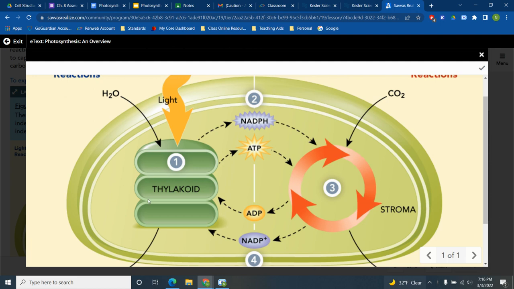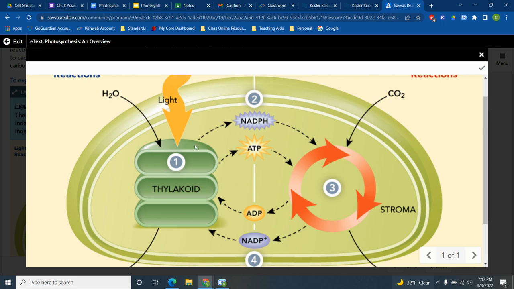So here is our chloroplast, and this is where photosynthesis takes place, inside of this. There are two parts to photosynthesis. The first part takes place in the thylakoid, and the second part takes place in the stroma. Now, obviously, there's a lot more thylakoid. The thylakoid is this individual green sac. The whole thing is the grana or the granum.